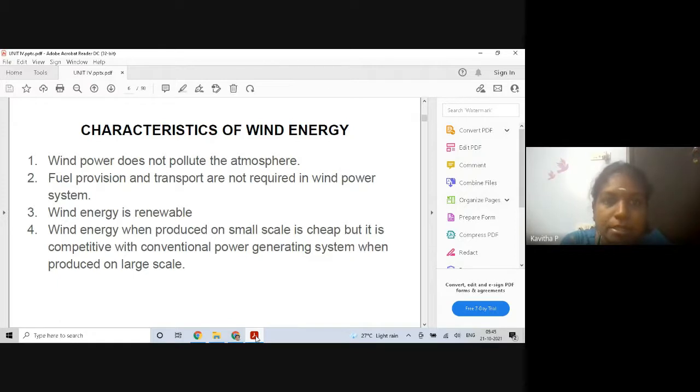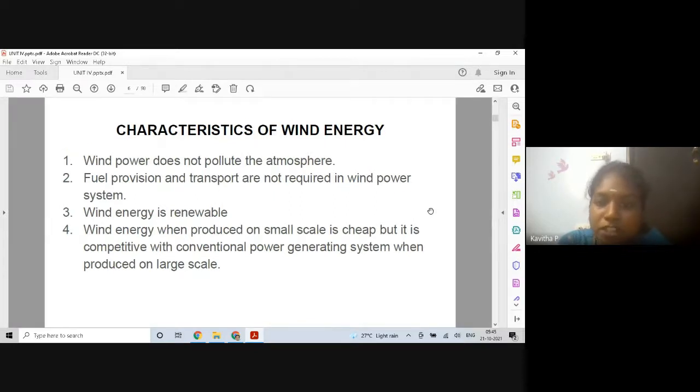These are the characteristics of wind energy. Since it does not require any fuel consumption, it does not pollute the atmosphere, so it is considered a very clean energy. It is also renewable in nature. It has the ability to replenish itself, and there is no requirement for transportation of fuel or disposal of waste. Wind energy produced on a small scale is cheap, but it is competitive with conventional power generating systems, which produce on a large scale.